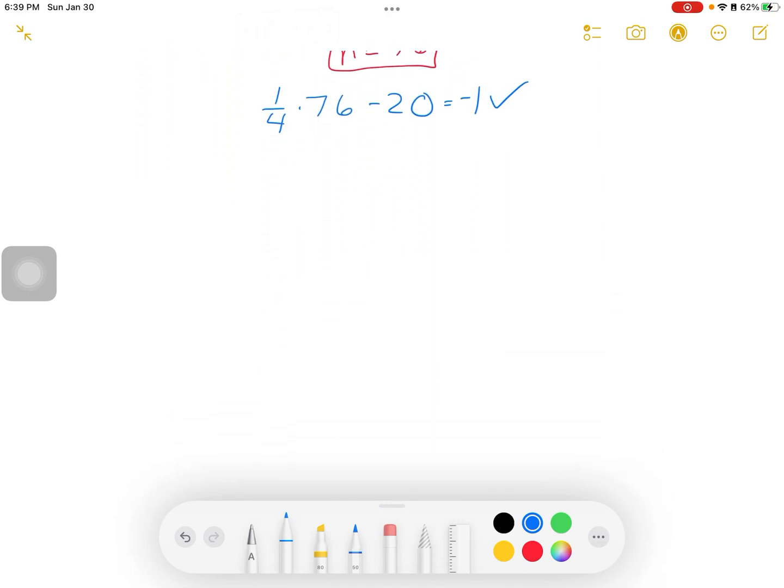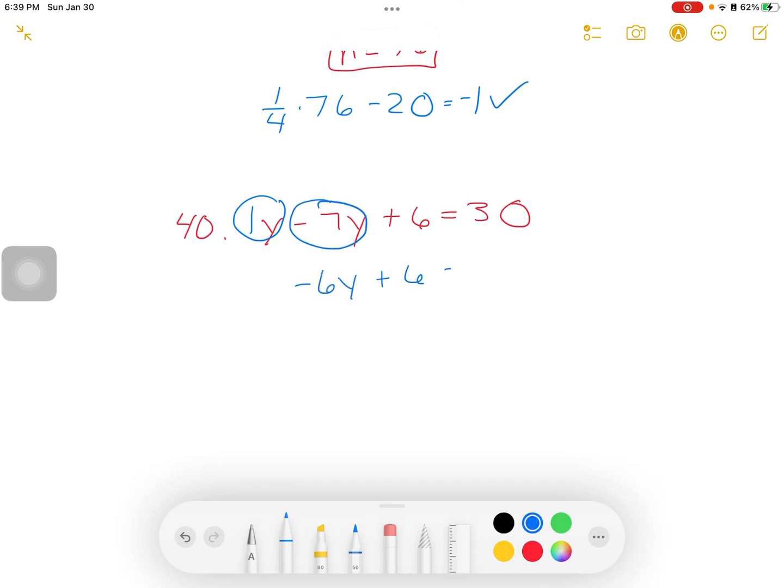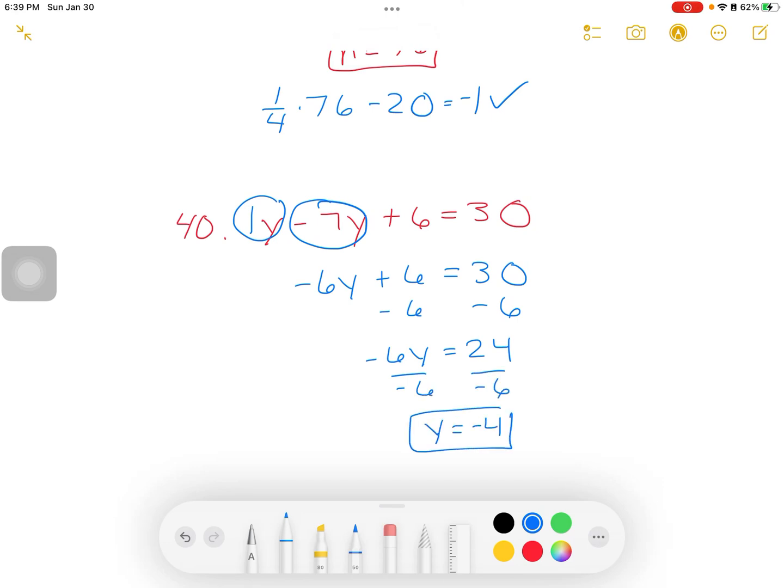All right, from there we moved on to problem number 40, which dealt with combining like terms. So 40 was y minus 7y plus 6 equals 30. I'm going to start by combining the like terms. I have a 1y, and I'm taking away 7, which means I'm at negative 6y plus 6 equals 30. Now I'm going to solve just like I would a two-step equation. So I have negative 6y equals 24. Then when I divide by a negative 6, I get y equals negative 4.